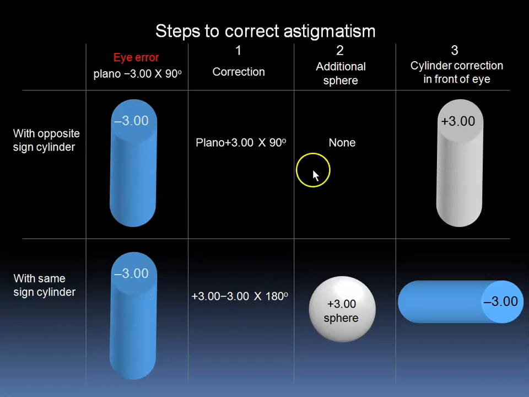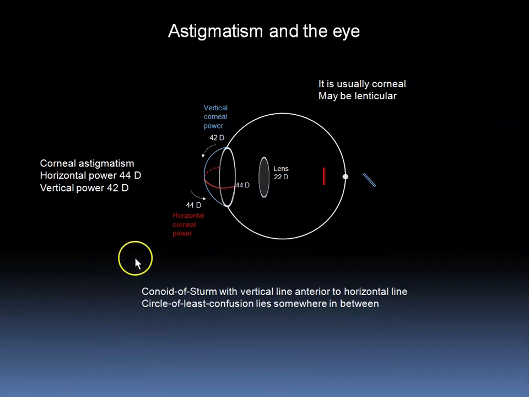These two notations are mathematically equivalent, and a lens ground as a single piece in today's world would be the same either way. Here we see what happens when the eye has corneal astigmatism. The power in the vertical meridian is lower than in the horizontal. We show 42 diopter power vertically and 44 horizontally.